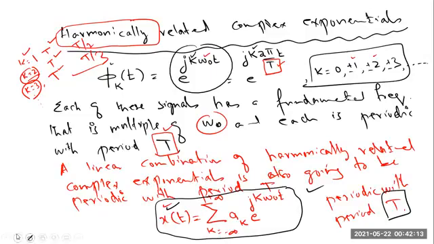And this is the equation that is known as Fourier series. This is what we call continuous time Fourier series.